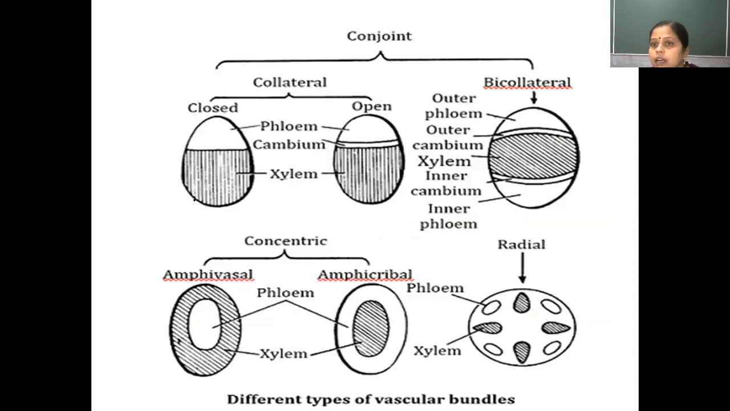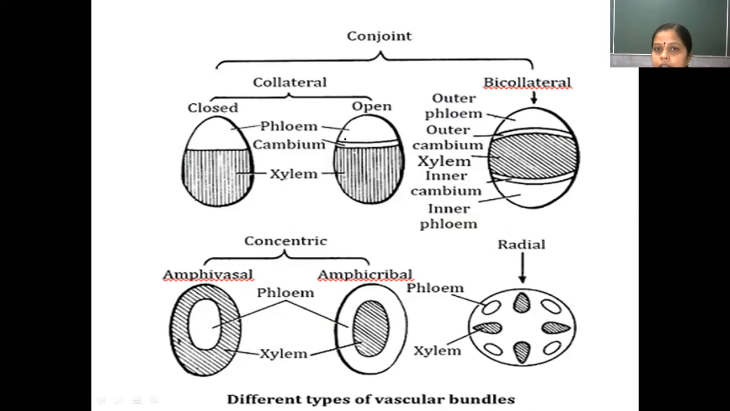Next is the vascular tissue system. So what is the vascular tissue system? Vascular bundles such as xylem and phloem, the complex permanent tissues, form bundles and are arranged in a tissue system called the vascular tissue system. Vascular tissue systems are of different types, based on how the xylem and phloem have been arranged.